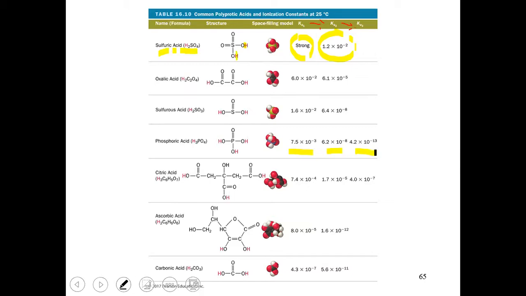For example, phosphoric acid starts at a Ka1 of 7.5 times 10 to the negative 3. And then the second one, 6.2 times 10 to the minus 8. And the third one, 4.2 times 10 to the minus 13. Okay, so hopefully you were able to notice that.